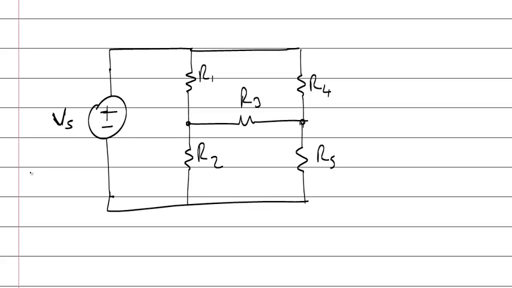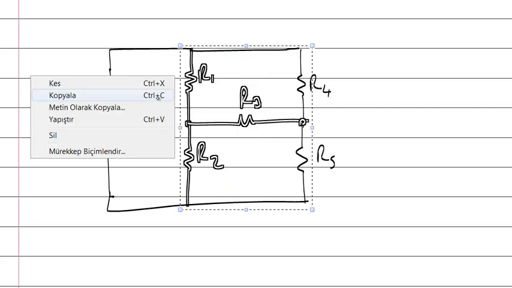Are there any serially connected or parallel connected resistors? No. Okay, they are neither in series nor in parallel. You can apply a technique which is called the delta Y conversion.